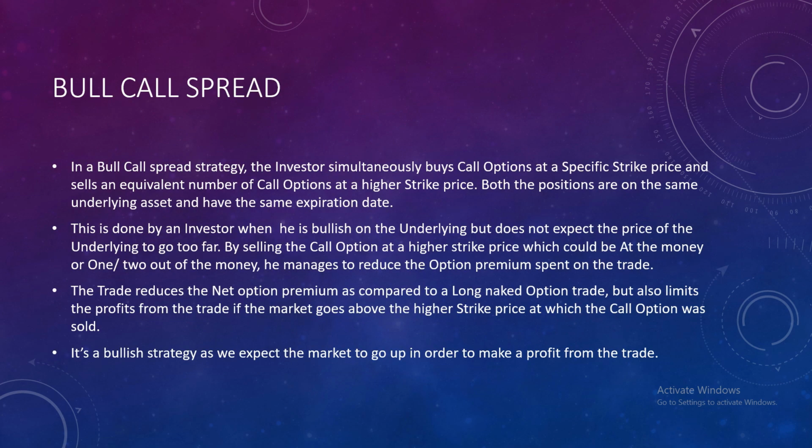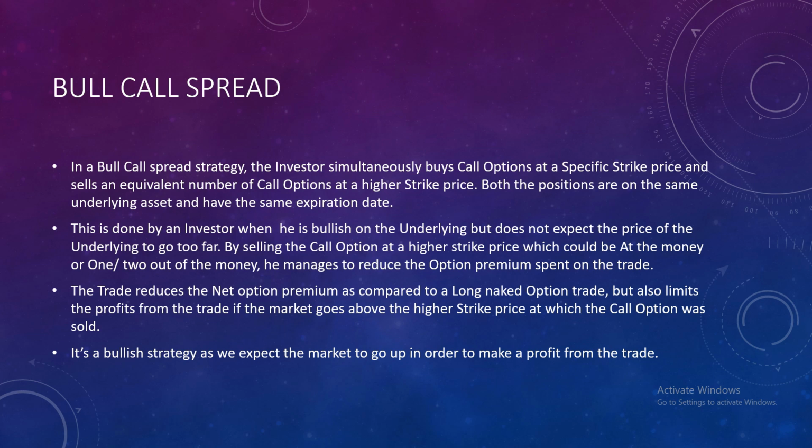Bull call spread. In a bull call spread strategy, the investor simultaneously buys call options at a specific strike price and sells an equivalent number of call options at a higher strike price. Both the positions are on the same underlying asset and have the same expiration date. This is done by an investor when he's bullish on the underlying but does not expect the price of the underlying to go too far.